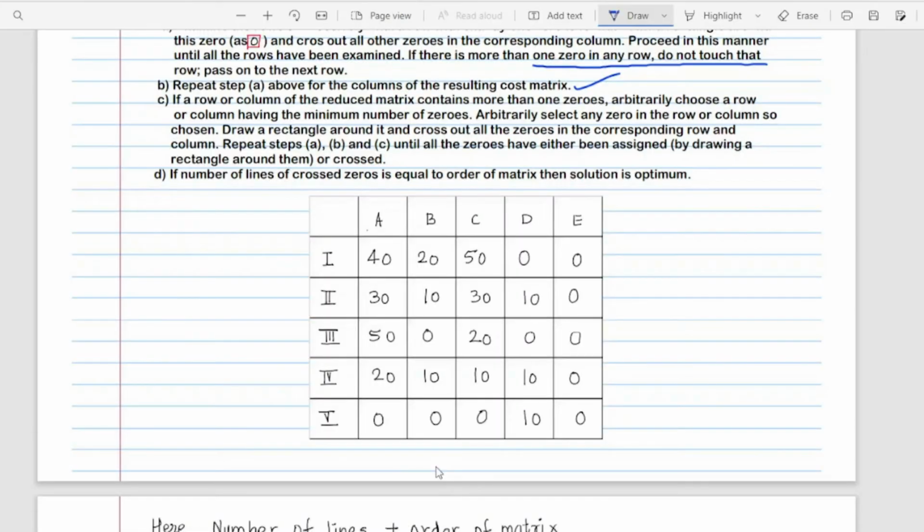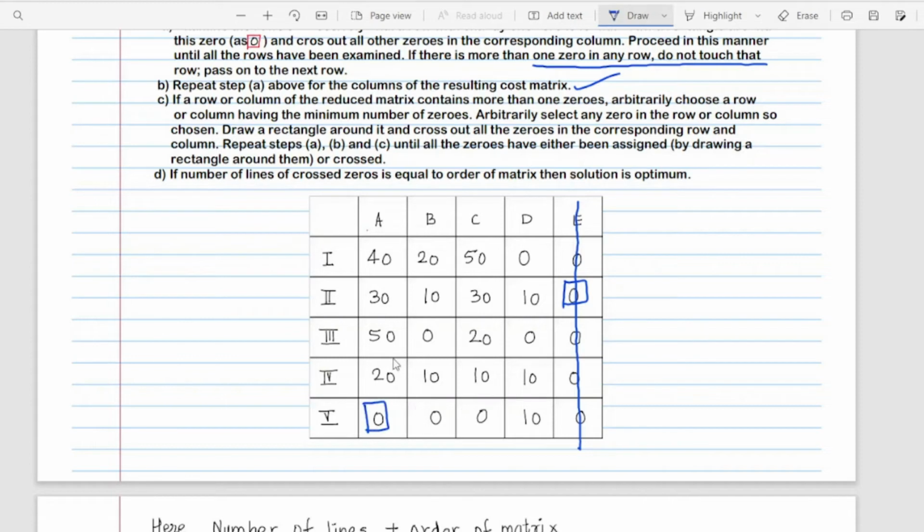So here we can see the resulting cost matrix, and we are going to do the allocation. In the first row, the number of zeros is more than 1, so we skip that row. In the third row, again more than one zero, skip that row. In the fourth row, there is no zero. In the fifth row, there is more than one zero, so skip that fifth row.